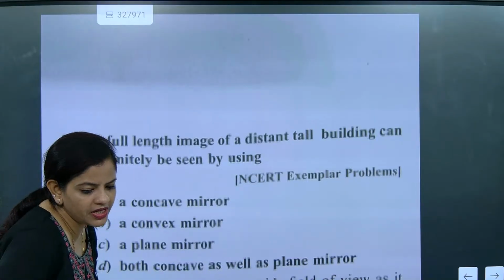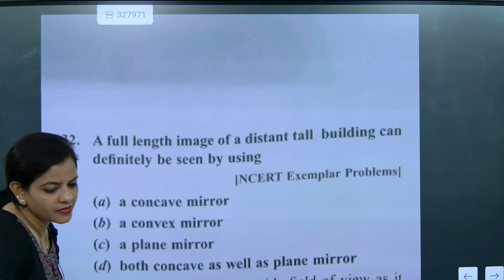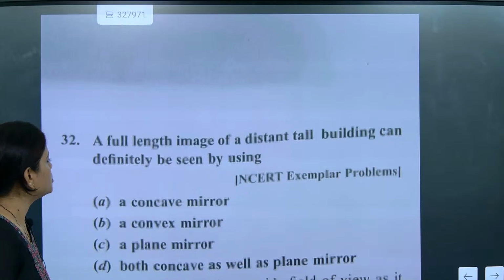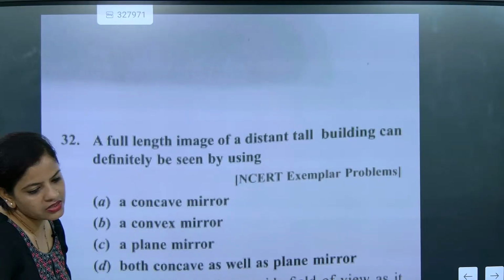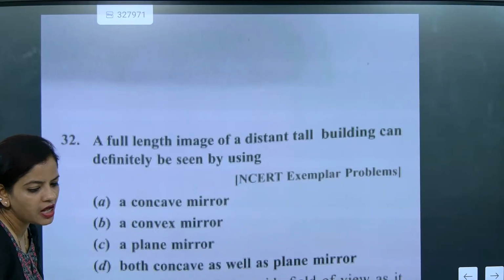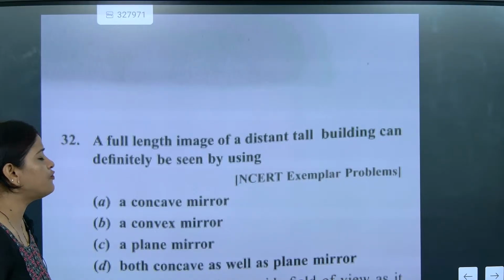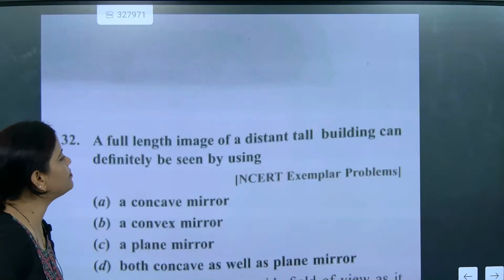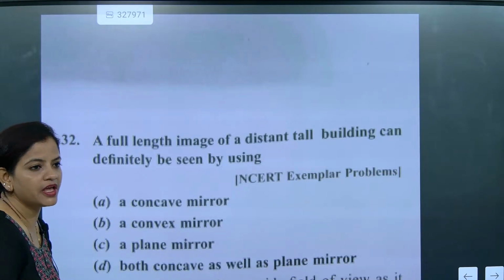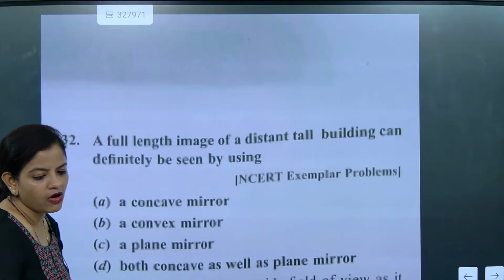So now look here. Please tell me the answer. If somebody asks you this question, how are you going to answer it? This is a simple part. Please kindly go for it. A full length image of a distant tall building can definitely be seen by using what type? Can you say? Concave or convex?